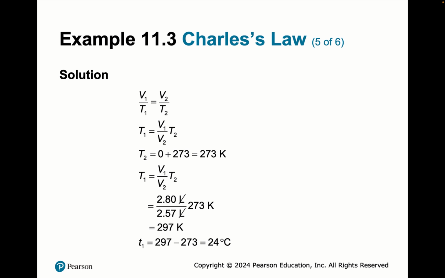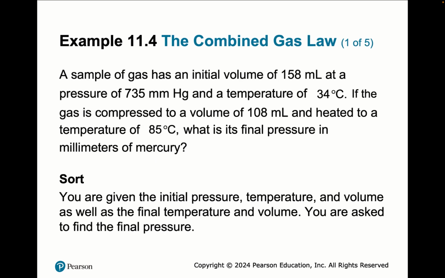The unknown temperature is volume 1 over volume 2 times the second temperature, and you have to convert that to Kelvin. And so the second temperature is 297 Kelvin. And then you subtract the 273 for the Kelvin to get 24 degrees Celsius. So you have two answers there potentially: 297 Kelvin or 24 degrees Celsius, whichever one you are looking for.